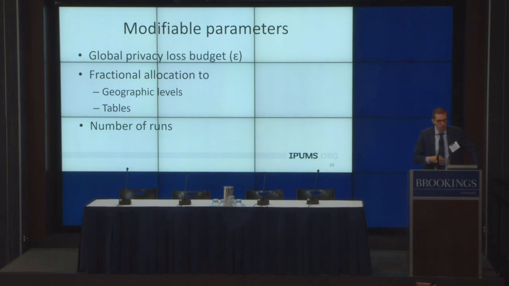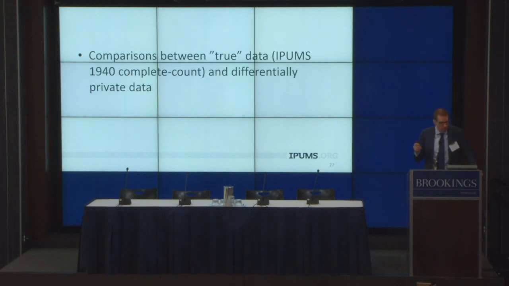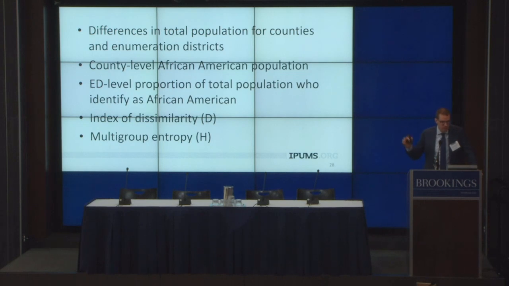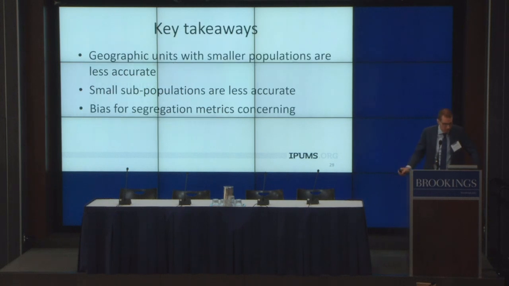Because it's random, you could run the system a ton of times to see what the distribution looks like. We're comparing true data and differentially private data among 5 dimensions. I'm not going to talk about all of these for everything that we've done, but we're looking at differences in total population for counties and enumeration districts, county level African American populations, the enumeration district level proportion of total population who identify as African American, and then 2 segregation indices, D and H, the index of dissimilarity and multigroup entropy.